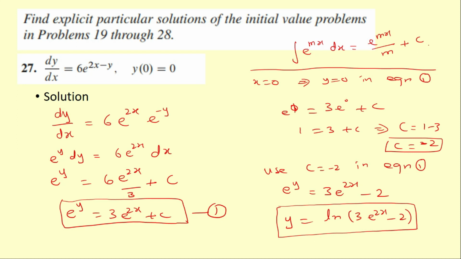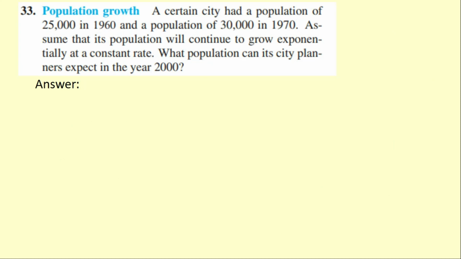Now we will go to the next problem. Now it will be applications of this type of population growth. A certain city had a population of 25,000 in 1960. So you must have a concept of a real line to understand. This is a timeline. Make 1960 as your time 0, starting time. The population at this time is 25,000.